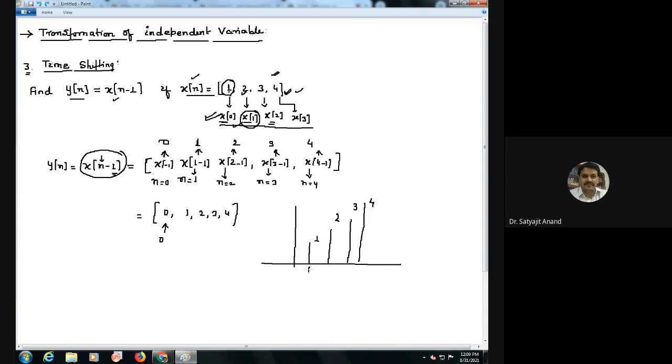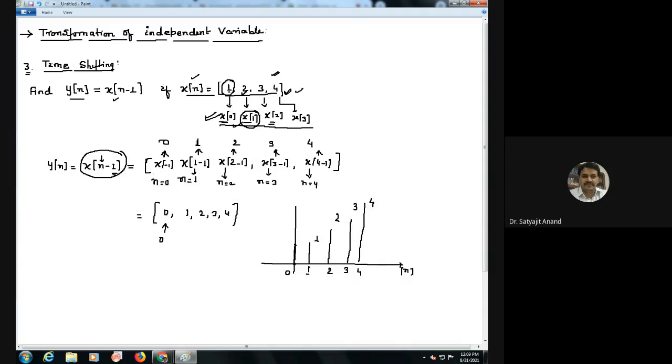This is 1. This is 2. This is 3. This is 4. This is n. And at 0, what do you have? Magnitude 0. So what is your observation? You see, earlier, if you plot it, this 1, 2, 3, 4, it started from this 0, right?